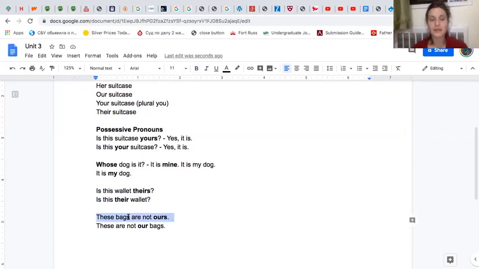Another example, these bags are not ours. And these are not our bags. So both sentences are correct. They have the same meaning, but we use different possessive word. Here we use possessive pronoun, ours, because there is no noun after it, but we use our in this case because it is followed by the noun bags. So I hope you will understand this better when you do homework exercises.